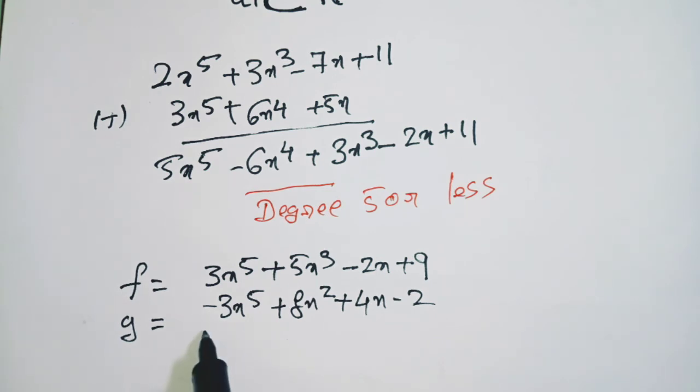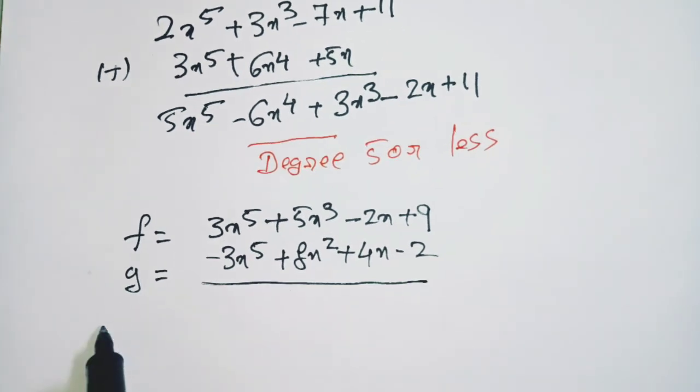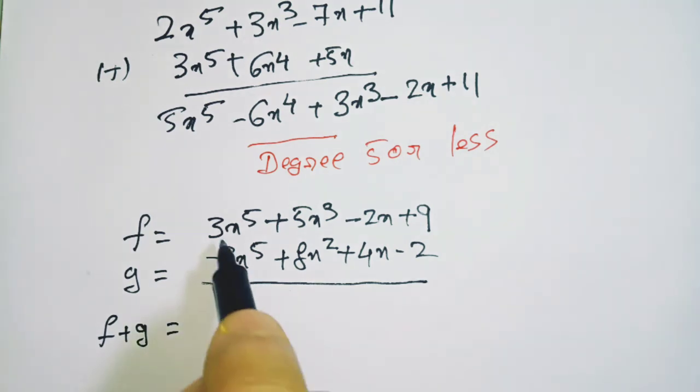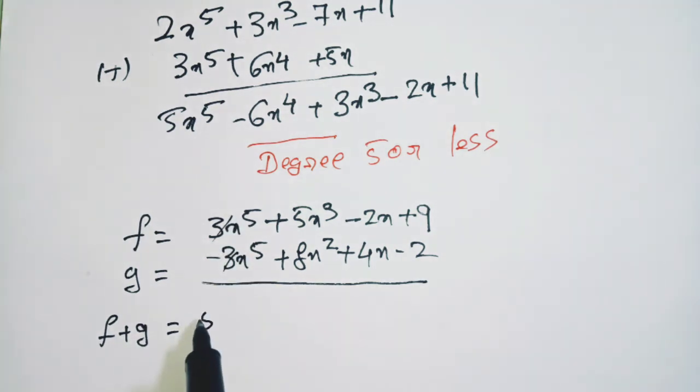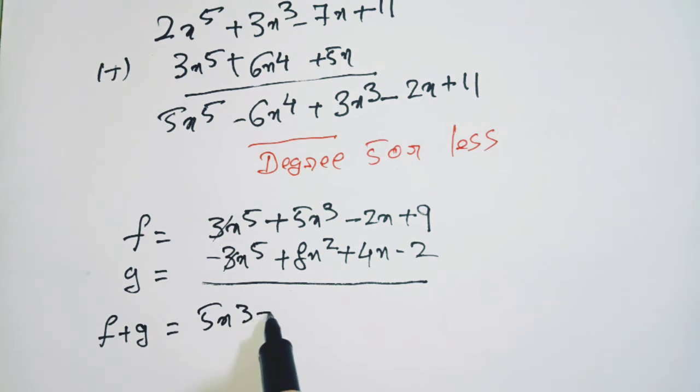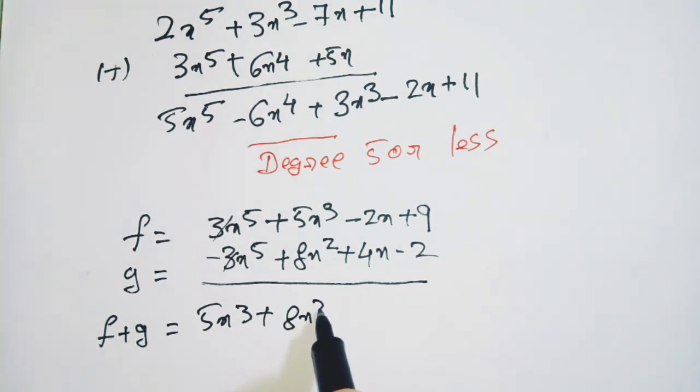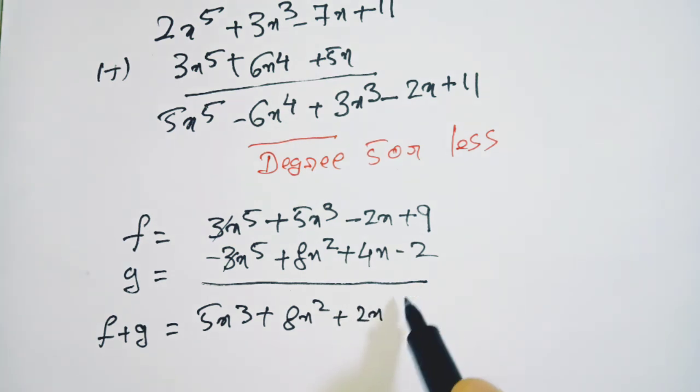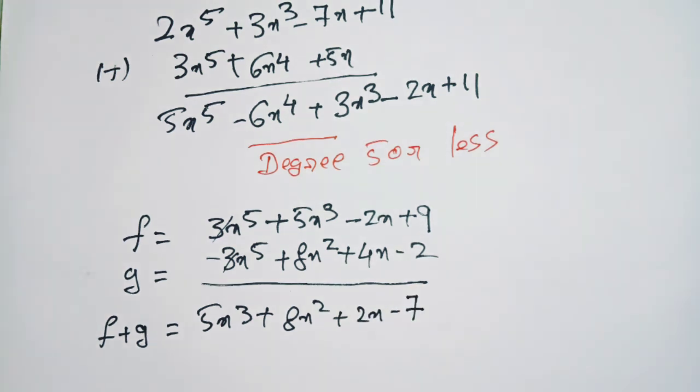So what would be the result? So let us see it. f plus g, how much would it be? This one would cancel out. This would be 5x cube, plus 8x to the power 2, plus 4 minus 2, 2x, and 9 minus 2, 7. So again, it gives us a polynomial of degree 3.